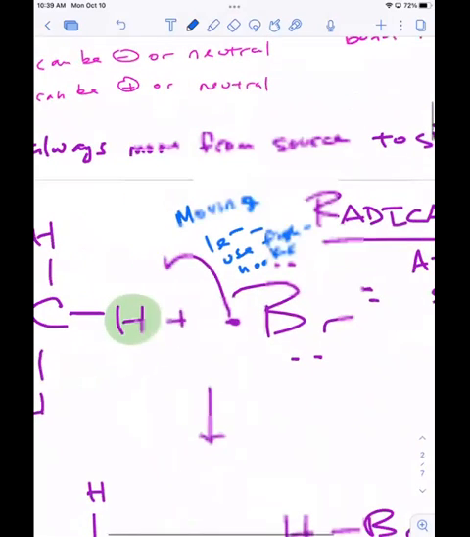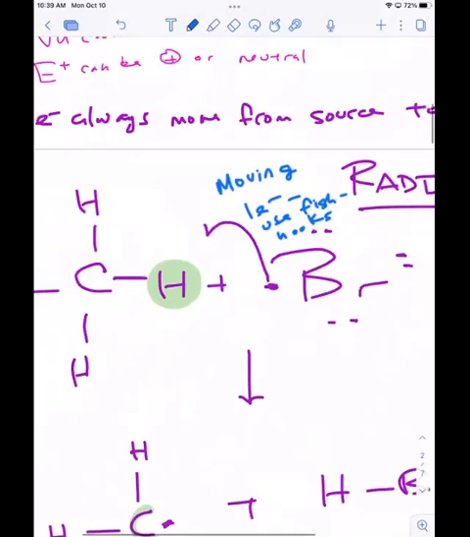I'm going to use fish hooks instead of whole arrows. Follow? All right, now I need to take that carbon-hydrogen bond and break it such that I have an electron left on carbon and then one to give the hydrogen so it can make the HBr bond. Go ahead.